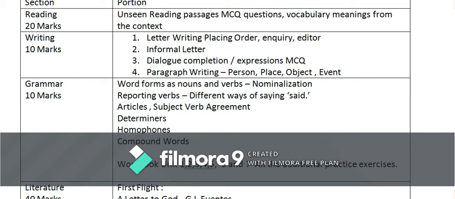Kindly add that story writing is also a part of it as per the revised portion. So story writing is definitely there in the examination.